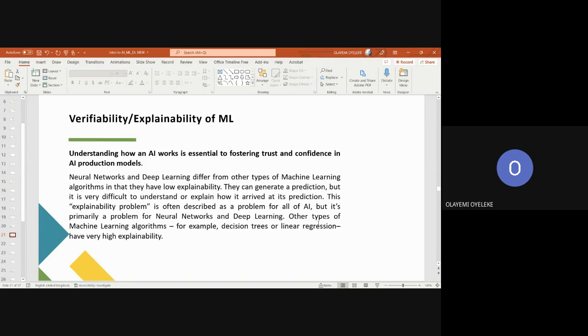Okay, so we take explainability seriously in machine learning. We want models that are simple to understand. Stakeholders, the business, everybody can easily understand how they come about their predictions, how they generate their predictions. And that could also help in troubleshooting them or retraining them.